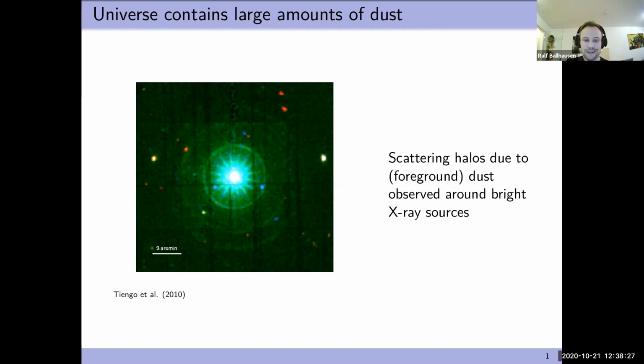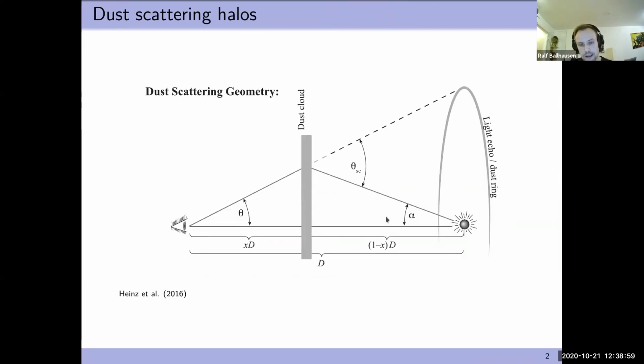And one of the most beautiful and visually impressive pieces of evidence that we get from dust is dust scattering halos, where you have a bright background source illuminating a dust cloud or layer between the source and the observer, and then you see a halo of the X-ray scattered by the dust. So this is a picture of an X-ray pulsar taken with XMM, and there you can infer the location of the dust.